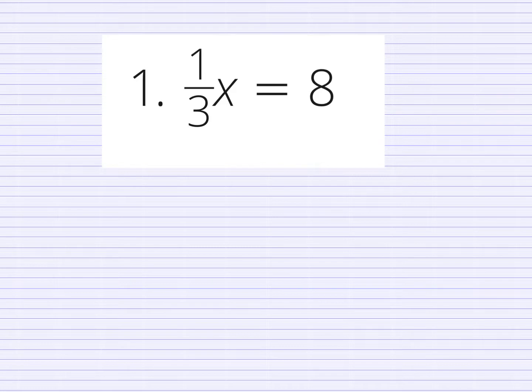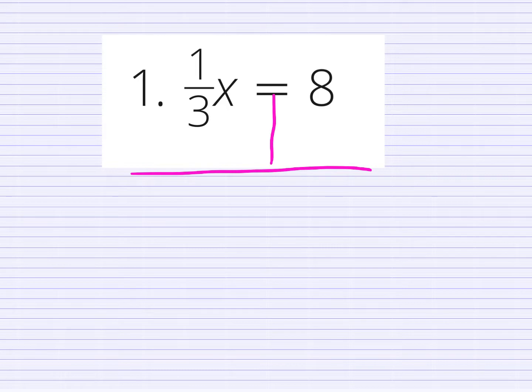All right, this problem right here, we are trying to get the x by itself. So we have to train our brain to say, well, what's on the same side as the x? And that's a 1/3. So we have to get rid of the 1/3 because, again, we are trying to get the x by itself. Now, the 1/3 is written right next to the x. That means multiplying.